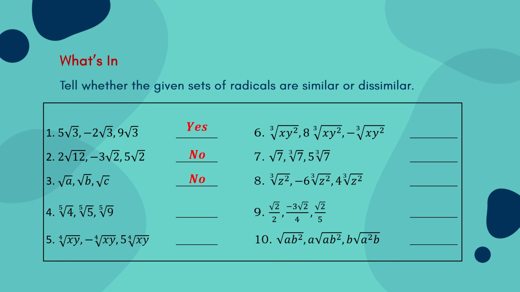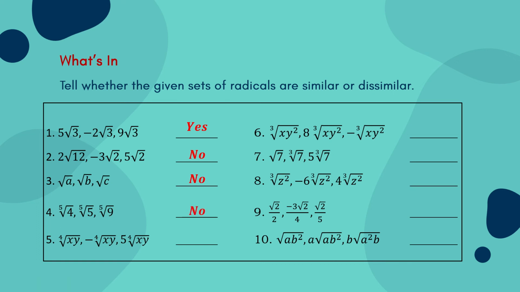Number 4. The fifth root of 4, the fifth root of 5, and the fifth root of 9. Are they similar or not? The condition is that they should have the same index. Yes, they have the same index: 5, 5, 5. But the question is, do they have the same radicand? Same numbers inside the radical symbol? No. 4, 5, and 9 are different. So therefore, the answer should be no.